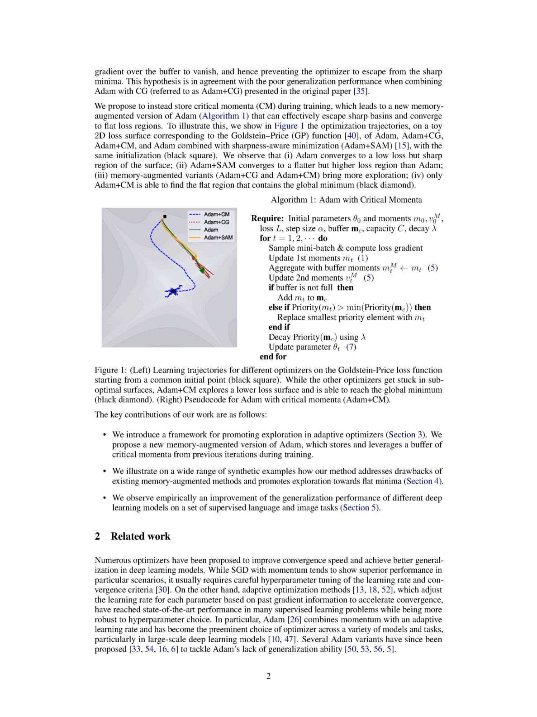To address this issue, we propose storing critical momenta, CM, during training, which leads to a new version of ADAM that can effectively escape sharp basins and converge to flat loss regions. We illustrate this with optimization trajectories on a 2D loss surface corresponding to the Goldstein price, GP, function. We observe that ADAM converges to a low loss but sharp region of the surface. ADAM combined with sharpness-aware minimization, ADAM plus SAM, converges to a flatter but higher loss region than ADAM. Memory-augmented variants, ADAM plus CG and ADAM plus CM, bring more exploration, and only ADAM plus CM is able to find the flat region that contains the global minimum. We also provide a pseudocode for ADAM with critical momenta, ADAM plus CM.